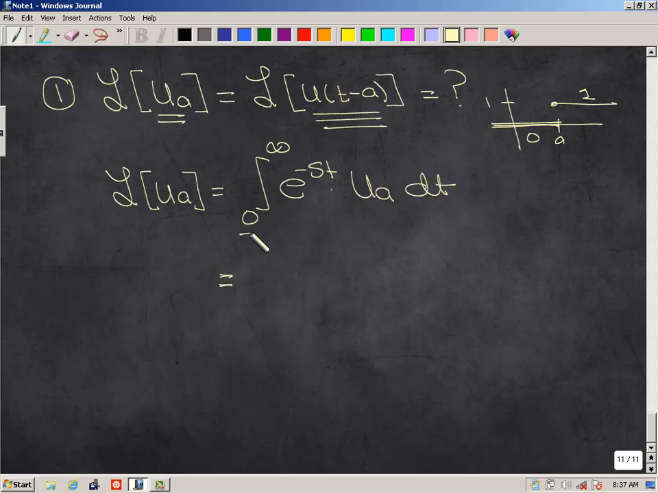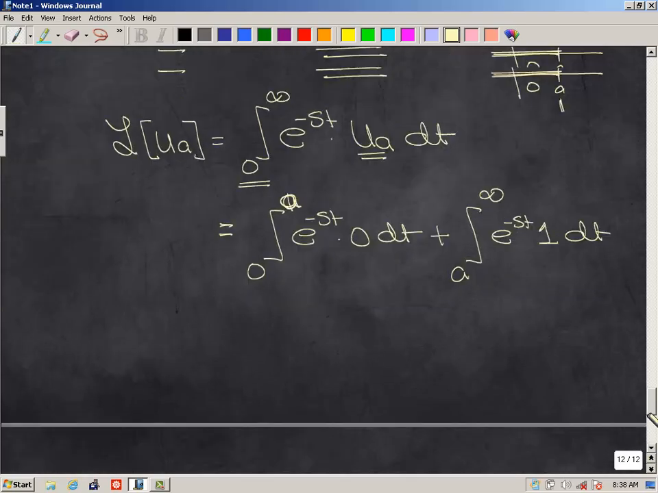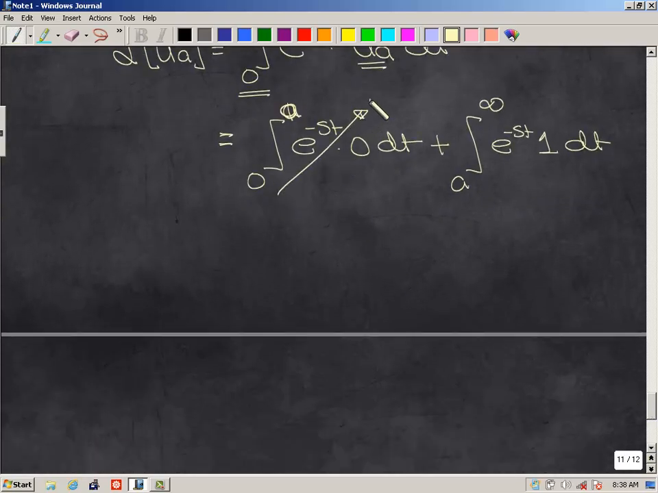So I can split up this definite integral, from 0 to a, I get e to the minus st times this u, which is going to be 0. Oops, to a, not 1. Because until a, this u function is 0. Plus, from a to infinity, this u function is just 1. So I'm just splitting up the integral. This first part is just going to be 0 because of this, so we end up with the integral from a to infinity.